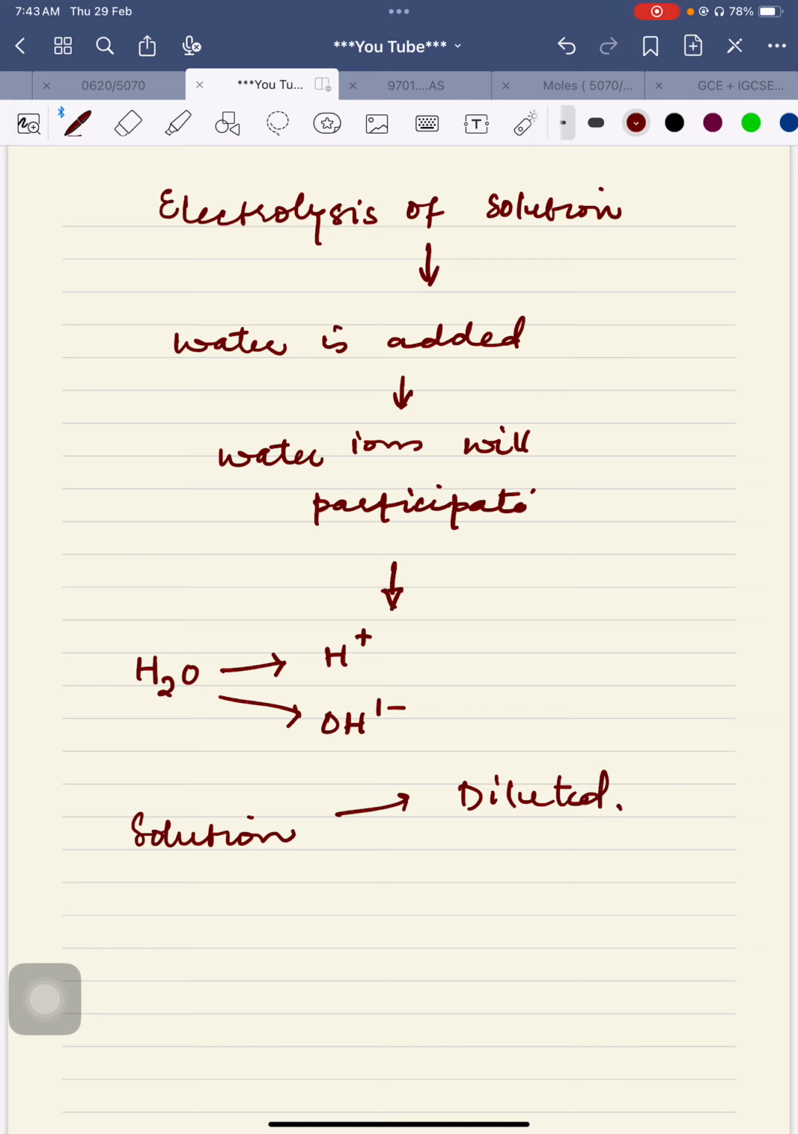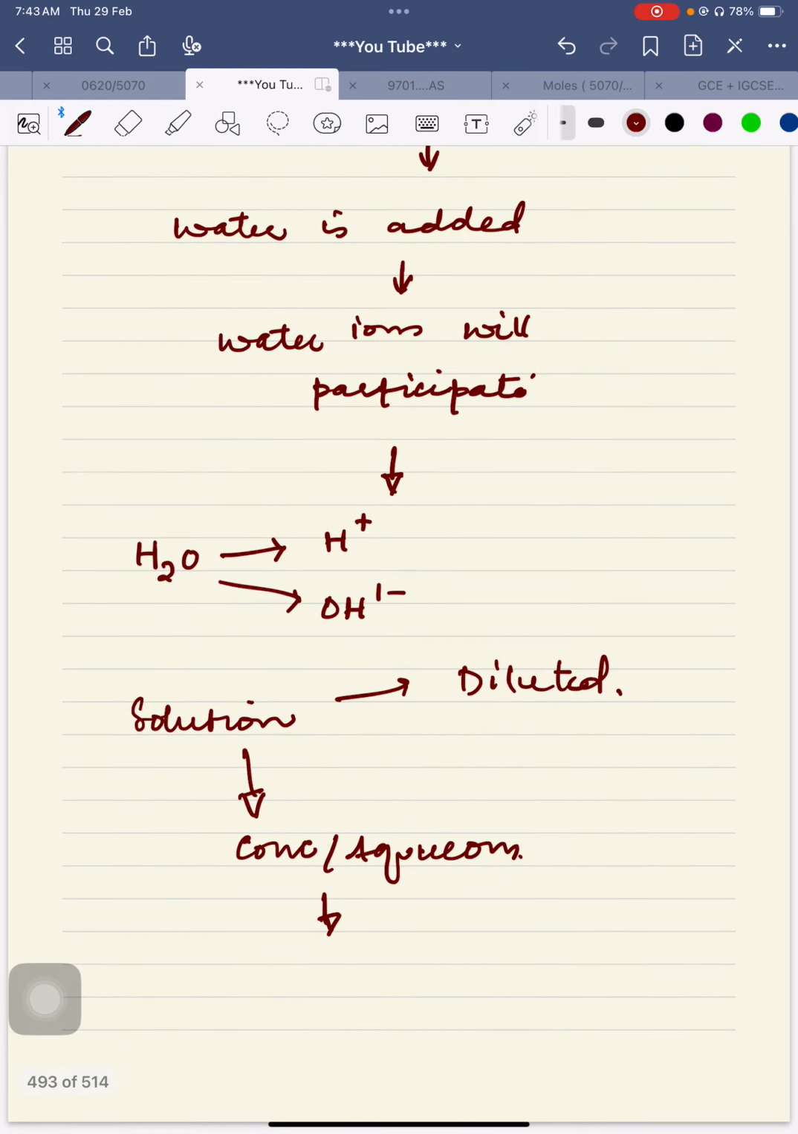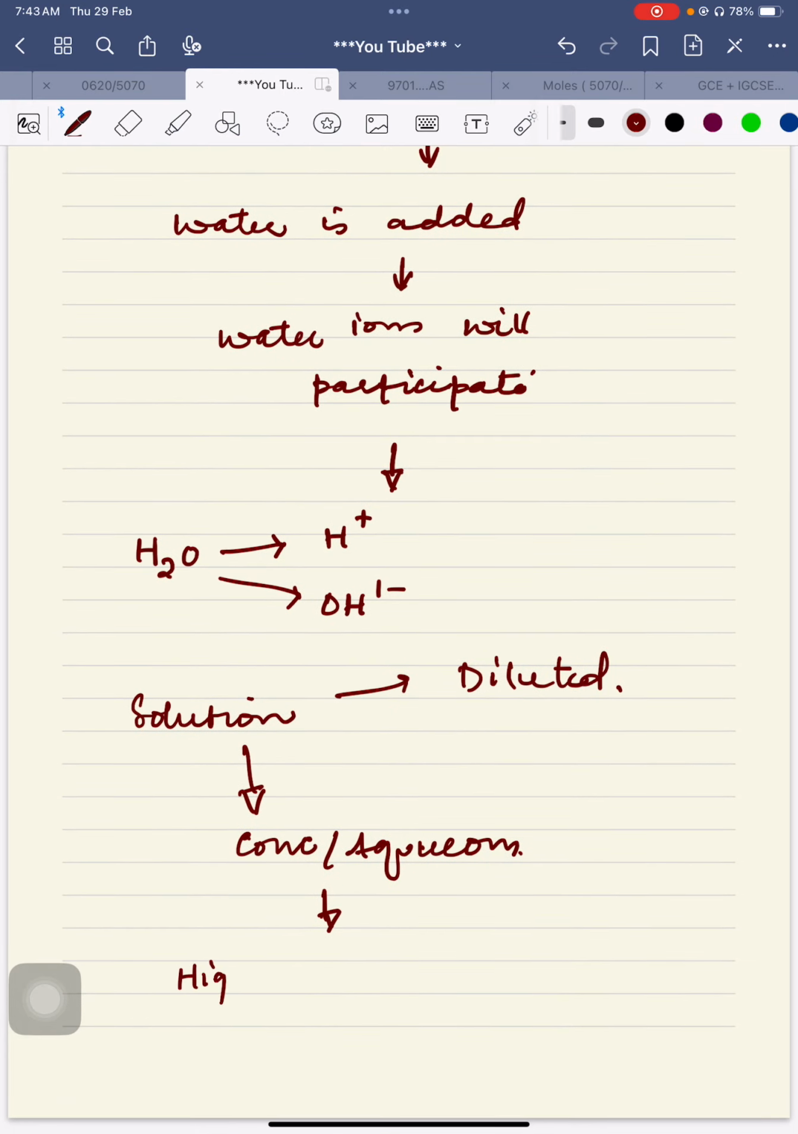Diluted solution, sorry. So this is now the concentrated solution. What is a concentrated solution? It is also called an aqueous solution. In this case, lots of salt is present, a higher amount of compound is present.